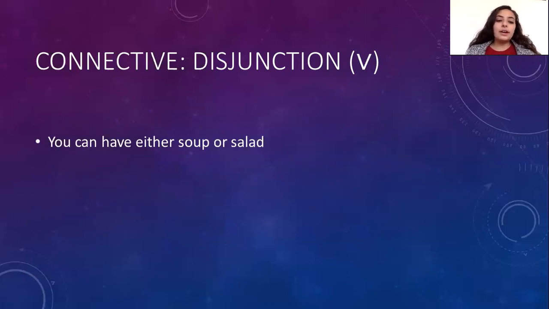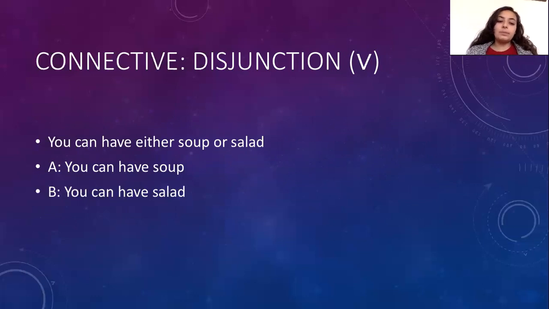You can have either soup or salad, right? So the first atomic sentence that we're going to separate out is A, you can have soup. And then the second one, even though it's not stated outright, is B, you can have salad. And so this is easy. You just have the two separate ideas, and then you bring them together with a disjunction, and you put that V in between A and B.